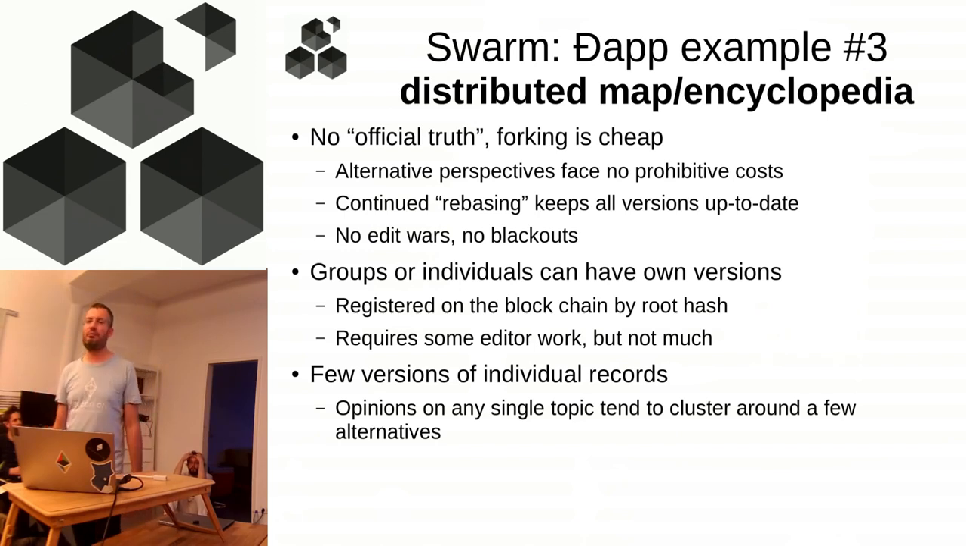However, the third example is something that I think cannot really be accomplished in a Web 2 context. When you have large knowledge bases, encyclopedias and maps are two prominent examples. We do have Wikipedia and OpenStreetMap, but both of these projects are grappling with the problem that they somehow have to come up with an official truth. What is truth? The reason is that in a Web 2 context, forking and rebasing and merging and all these things, which we know from GitHub, are expensive.